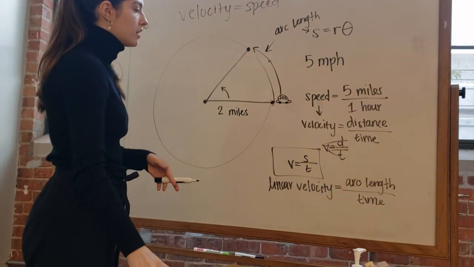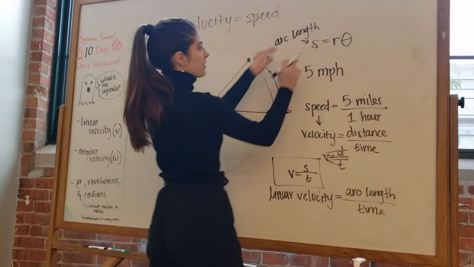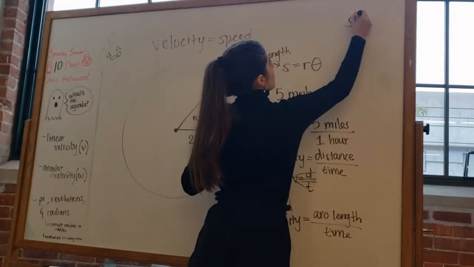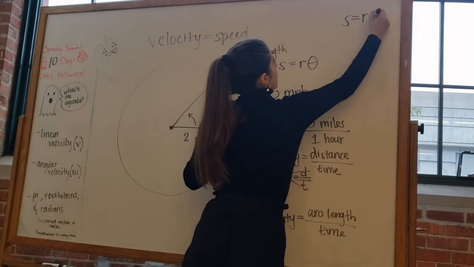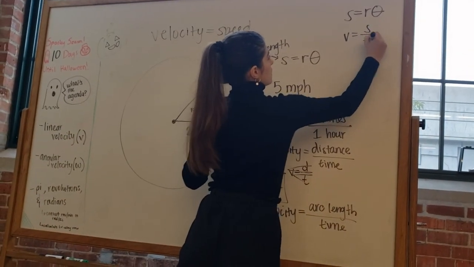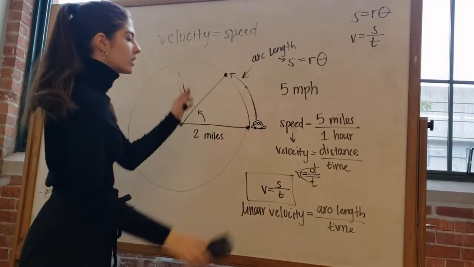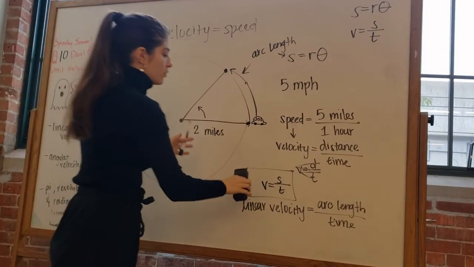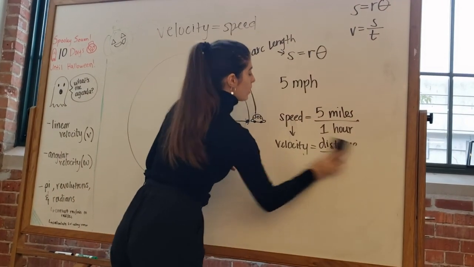You want to remember it. I'm going to rewrite these 2 formulas up here really quick. S equals r theta, and then V equals S over T. All right, and we're going to do a really quick example just with this formula so we see what's going on here.